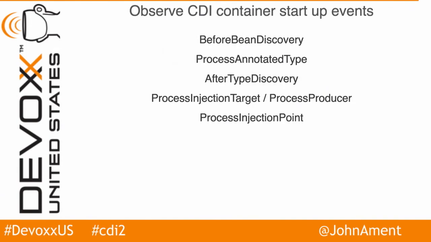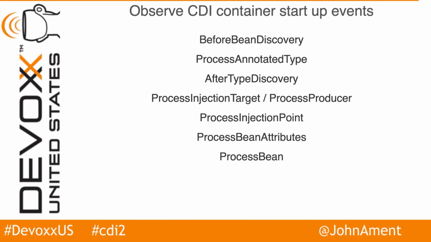Process injection point just looks at every single injection point defined within all of your classes to make sure that it is satisfied correctly and has a bean eligible for them. So every @Inject that you see in there is available to you, and you can start to manipulate them.